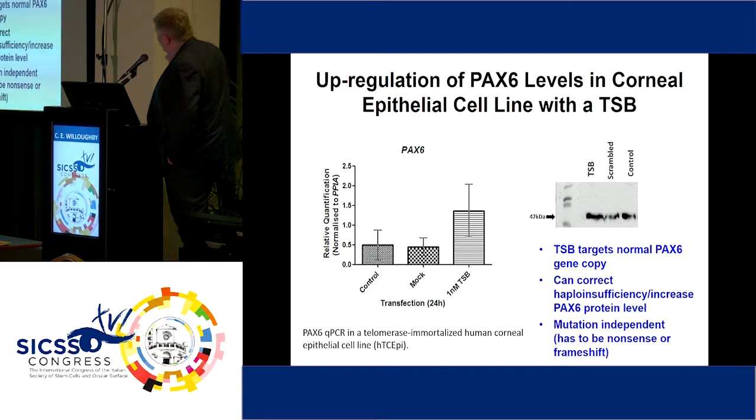So here's the control cells. This is the expression of PAX6. Here's a mock transfection. And if we transfect with a target site blocker, you can see that we can increase significantly the expression of PAX6. And we can also do that at the protein level. So using this approach, we can upregulate the normal copy of the PAX6 gene, hopefully normalize the levels of PAX6 in cells, and that would form a mutation-independent gene therapy for aniridia.